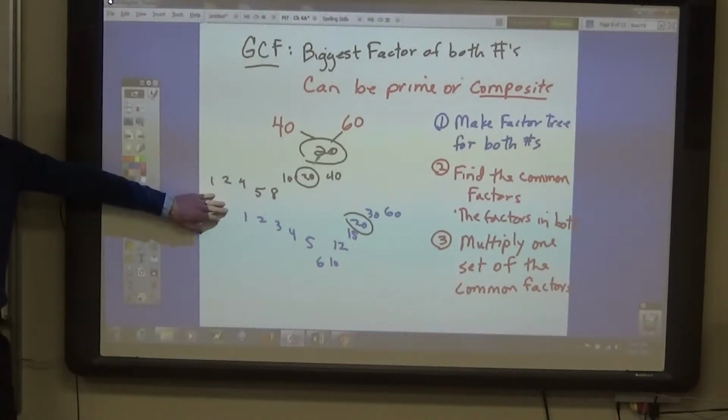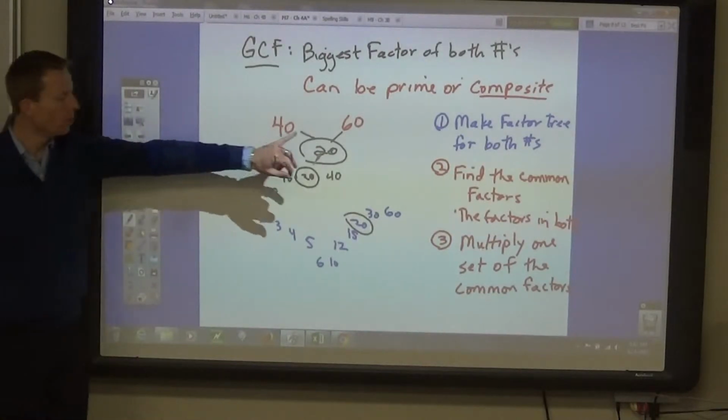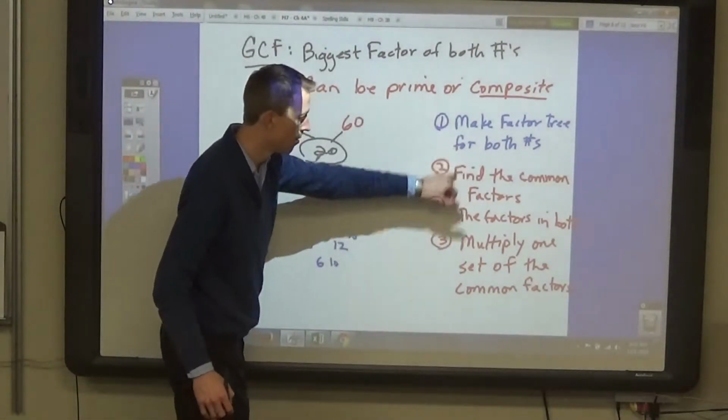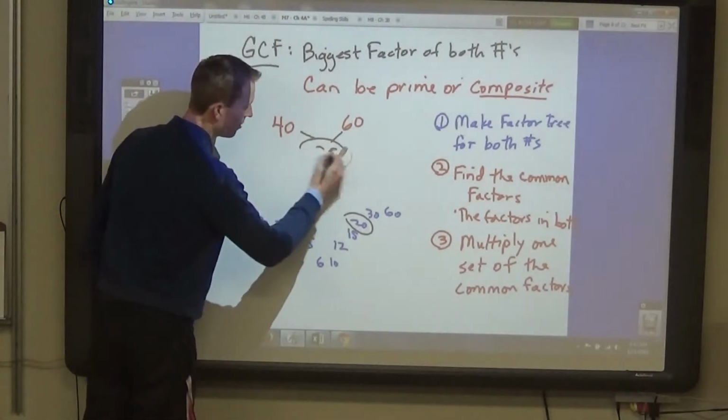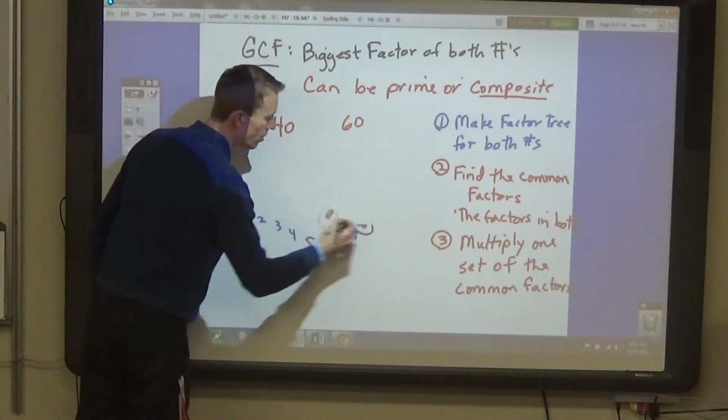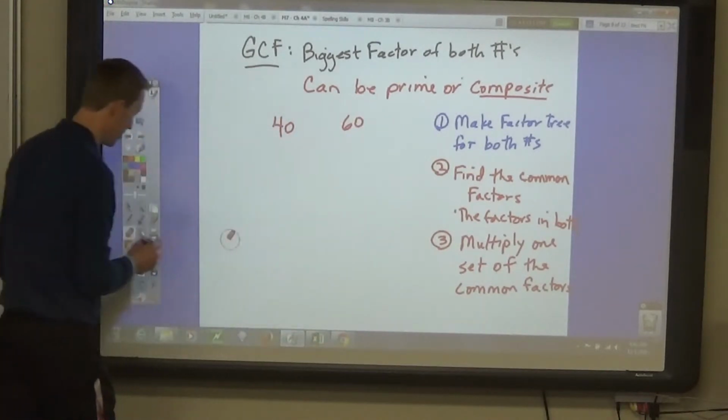Now, that's one way to do this. But there is a faster way than listing all of the factors of both numbers. And that is to use this method, the factor tree. Let me show you how much faster this is. You don't have to use this method, but it works really well.